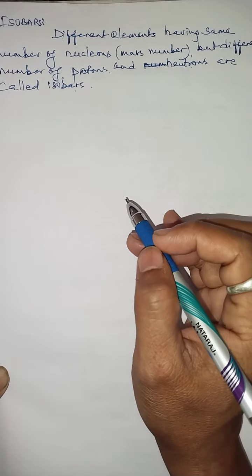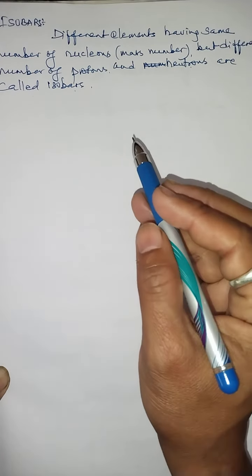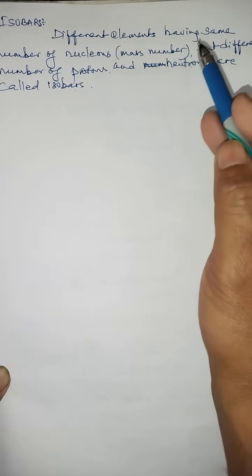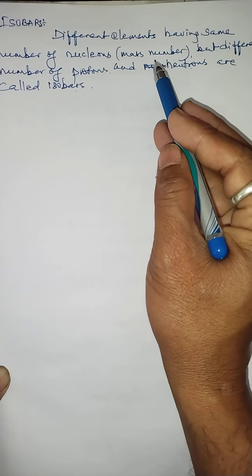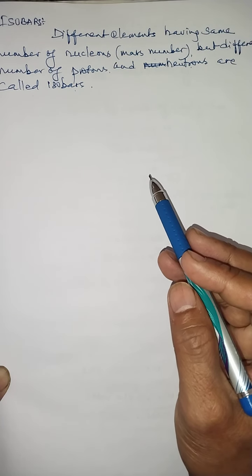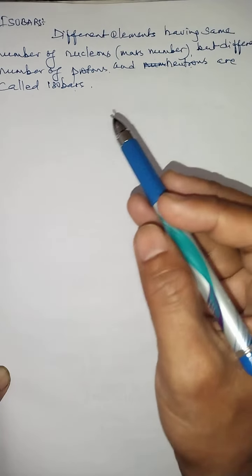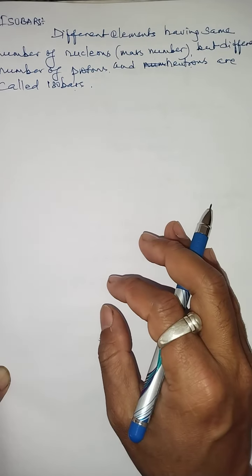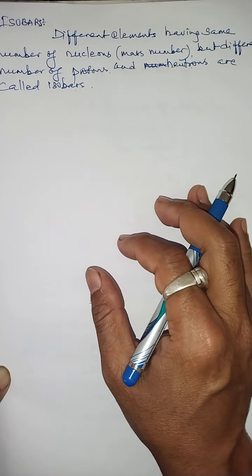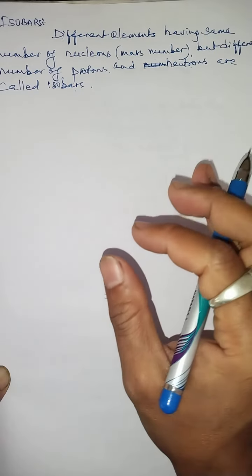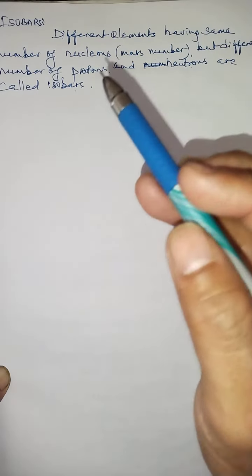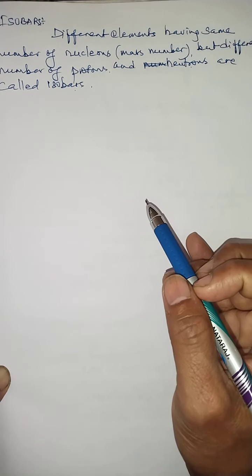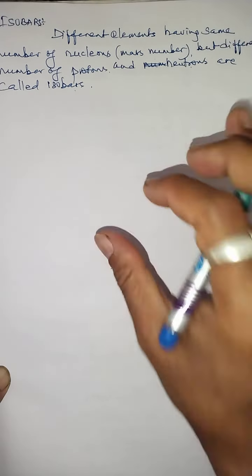Now their atomic numbers are different. Number of protons are different means atomic numbers are different. But the mass number remains the same, because the total number of nucleons remains the same. Therefore, they have different places in the periodic table. Yes, isobars have different places in the periodic table, and different chemical properties also. Since in isobars the number of fundamental particles, like protons, neutrons, and electrons, are different, they differ in their physical properties also.